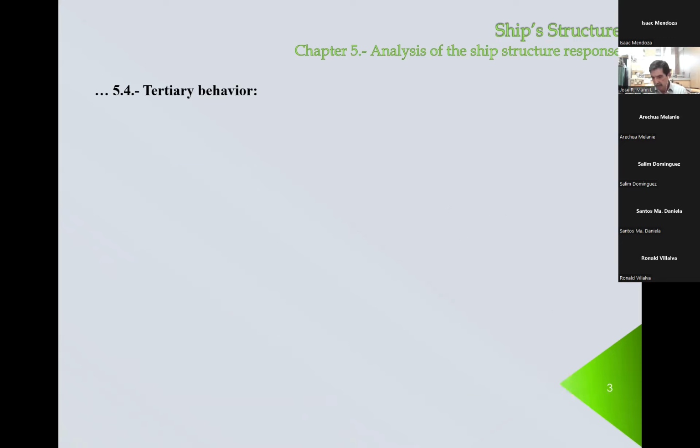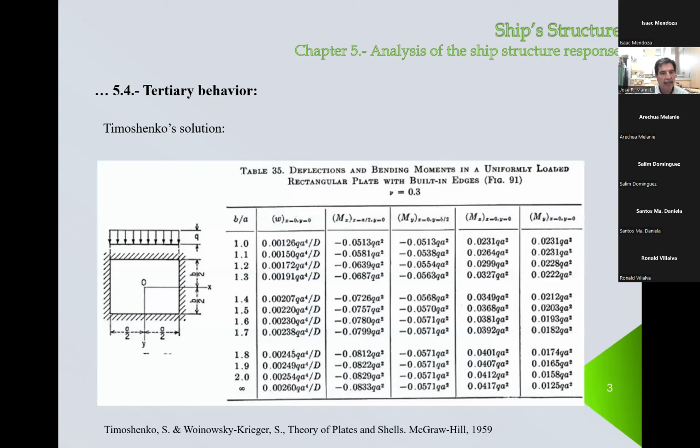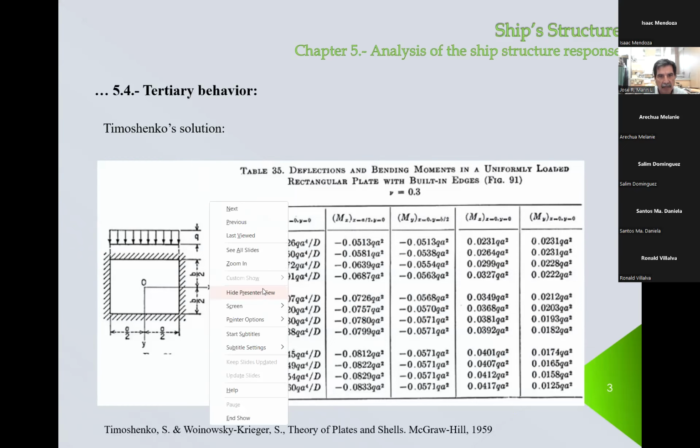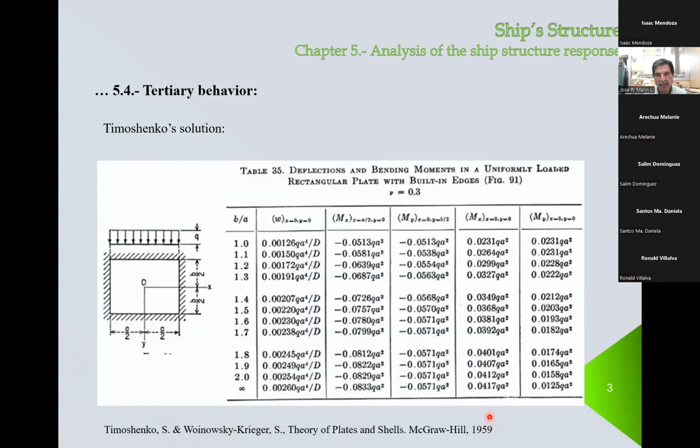Now, just as a reference, let's remember some of the details about the response of a clamped plate under uniform pressure. And of course, the name Timoshenko comes to our mind. This table is taken from this reference here, a classical book, Theory of Plates and Shells. It's a very old classical book. And here, remember that you have to be careful because the reference system is located in the central point. B over A is larger than 1 for this solution. That means that B is larger than A.